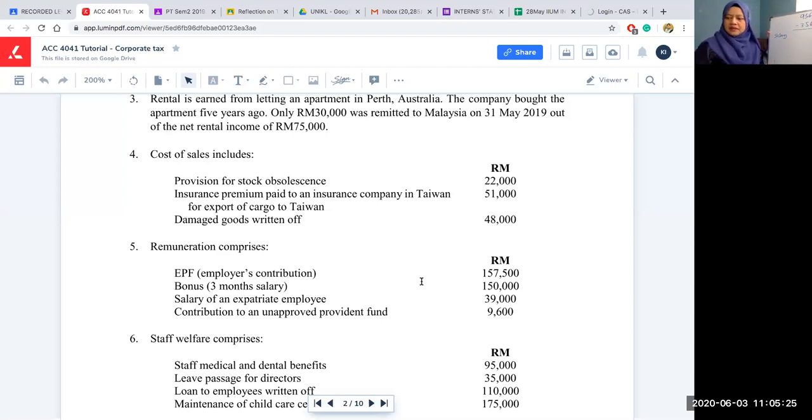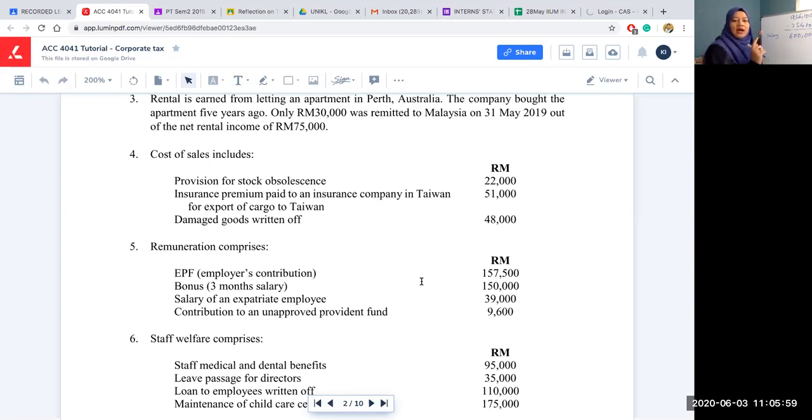Right, remuneration. So, jadi berapa? Tolak 956,100. You get that? So, kat sini salary total is 600,000. Okay. Clear that? Total remuneration 956,100 and the amount given for EPF, bonus, salary of expatriate employee and contribution to unapproved fund is total 356,100. So, out of 956,100, 600,000 is salary.